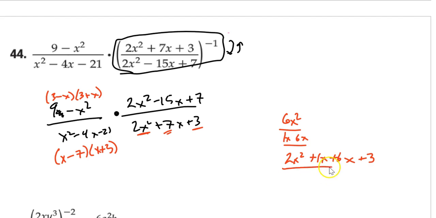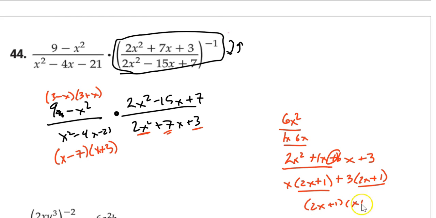Then this is factored by grouping. These both have an x in common. 2x plus 1. Always bring down the middle sign. These all have a 3 in common. 2x plus 1. These match. 2x plus 1, x plus 3. That's what this is right here. 2x plus 1, x plus 3.